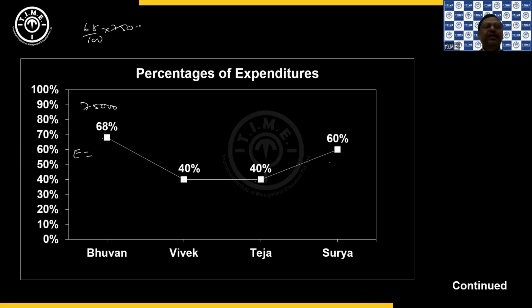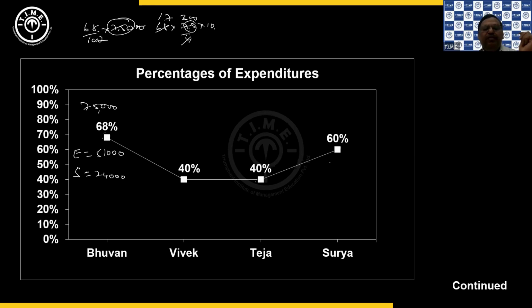If you can see here, there are 2 zeros. I have to do 68 into 750. 750 is nothing but 1000 by 4 times 3. Since 25 is 100 by 4, I can write 75 as 300 by 4, which will be easy for my calculation, instead of multiplying with 75. So 17 times 3 is 51, and with 3 zeros, 51,000 is the expenditure. If out of 75,000, 51,000 is the expenditure, the savings is going to be 24,000 for Bhuvan.